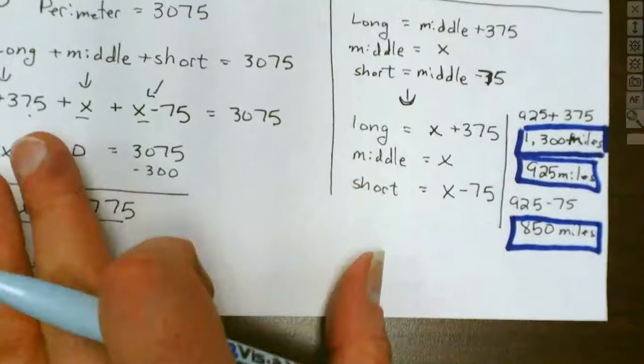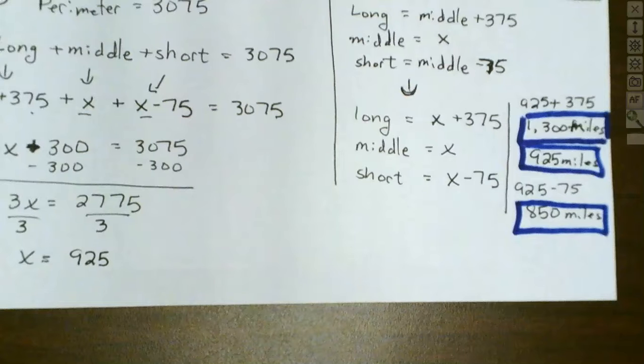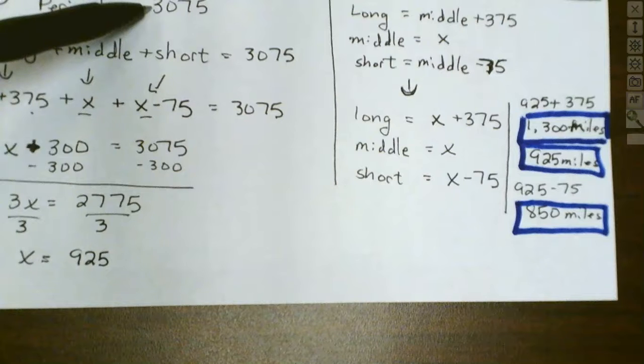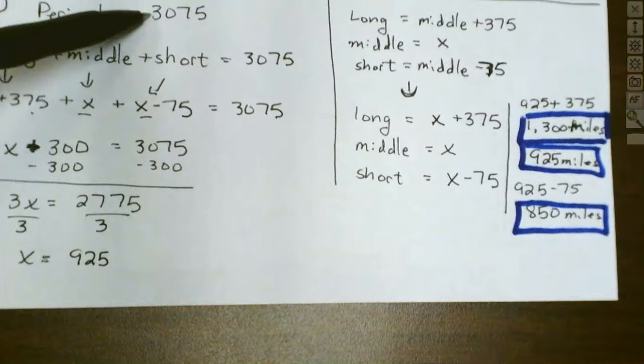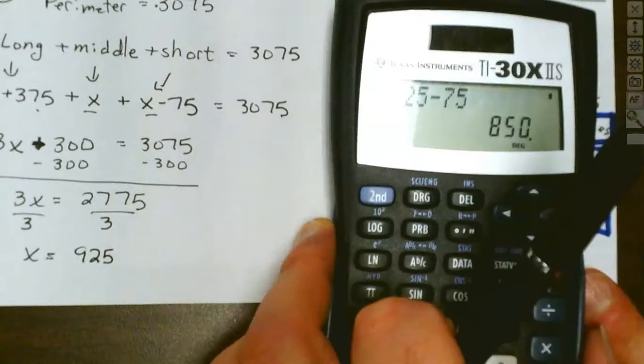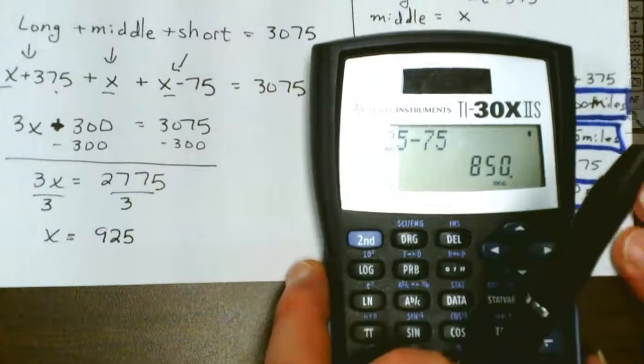If we wanted to check our answer, how can we check our answer? Well, what do we know? We know that the perimeter is 3075, right? So if I add up all the sides, what should they add up to give you? 3075. So if we want to, we can check. You don't have to, but we can go ahead and check because we can just add these up.